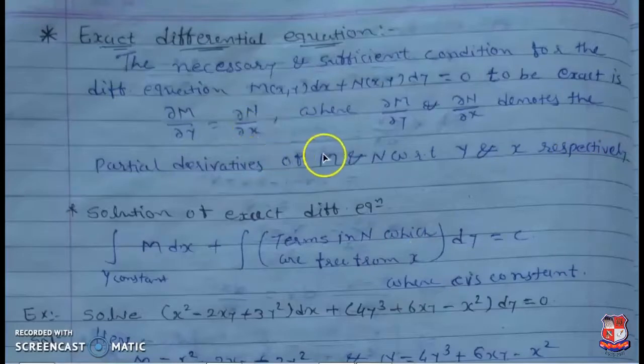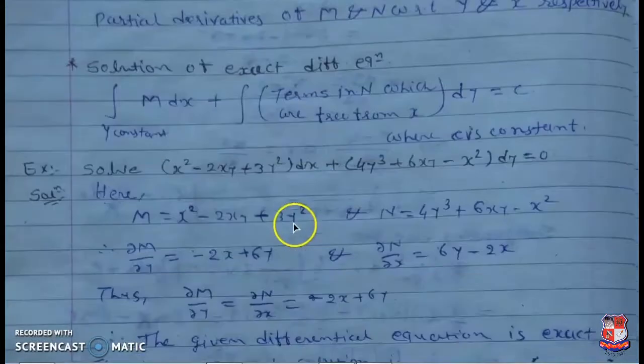The solution of exact differential equation is given by integral of M dx when y is constant plus integral of terms in N which are free from x dy is equal to c, where c is constant. Here in the first part we take M, taking y as a constant, and we integrate only x, and in the second term we integrate terms of N which are free from x, that is, only terms of y, integrate with respect to y, and is equal to c. This is the solution for exact differential equation.